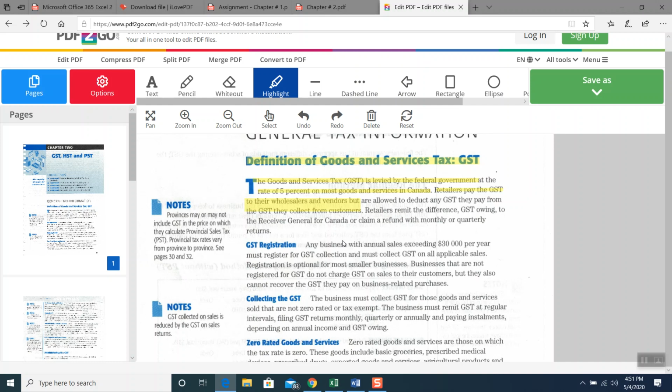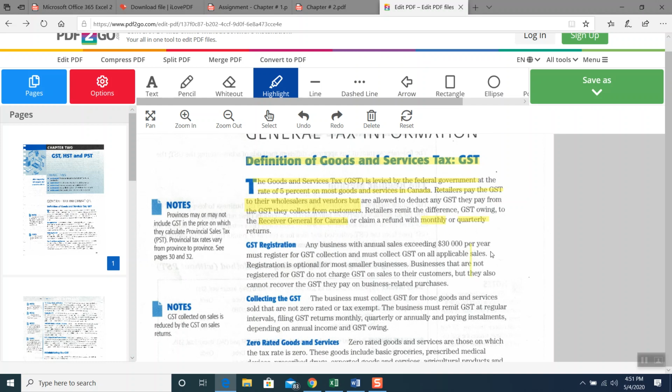The title, it's a person's title. It's not the name of the person, but the person's title. For example, a truck driver is a title, a teacher is a title. So the title of the person receiving the GST is Receiver General of Canada. This is an exam question. Who receives this money? The Receiver General of Canada. We have to pay our taxes to the Receiver General of Canada, monthly or quarterly.